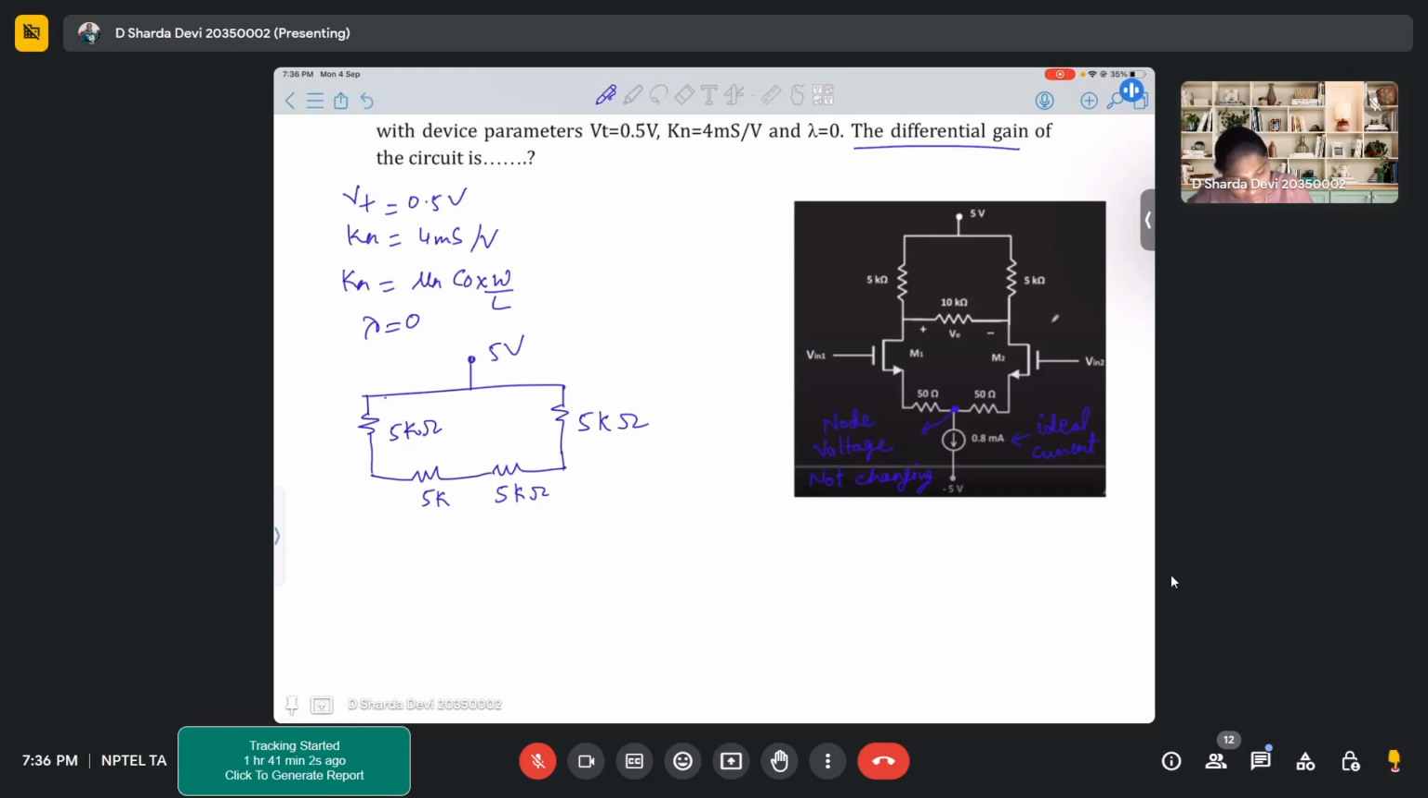This is 5 volts. MOS transistor, another MOS transistor, 50 ohm resistor, another 50 ohm resistor, current source 0.8 milliamps, and then minus 5 volt. V in 1. Now, first of all, what is asked?